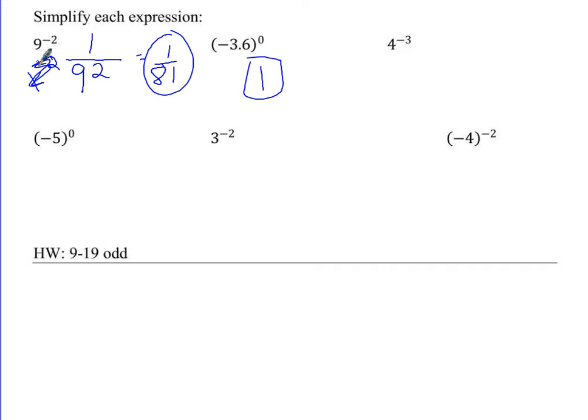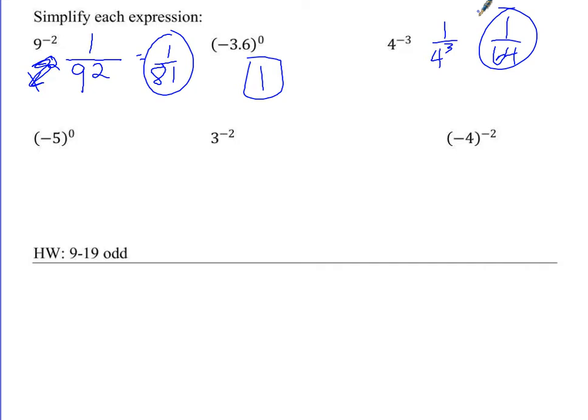How about 4 to the negative third power? What do? Good. 1 over 4 to the third power. 4 times 4 times 4 is 64. So this becomes 1 over 64. Did you do that without a calculator? You checked it.